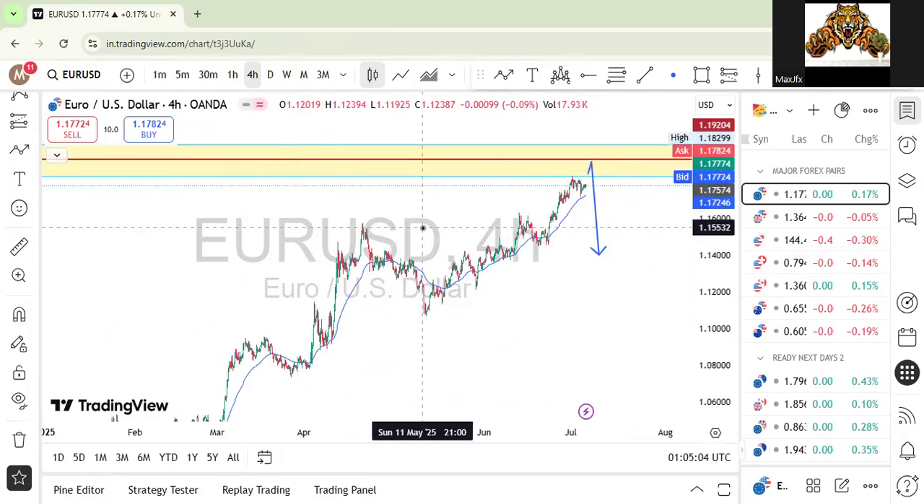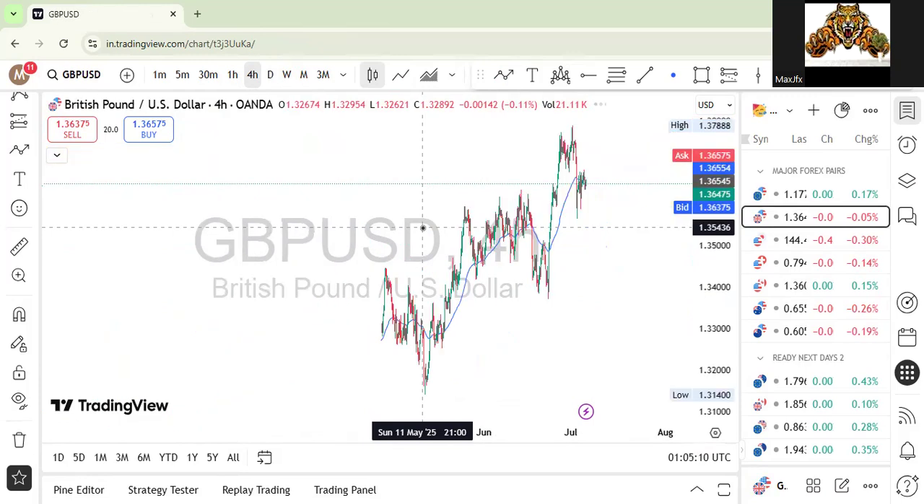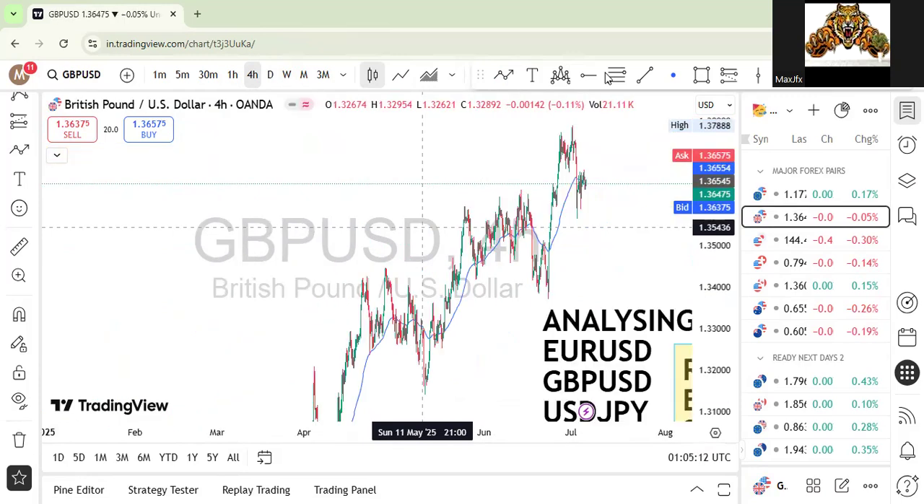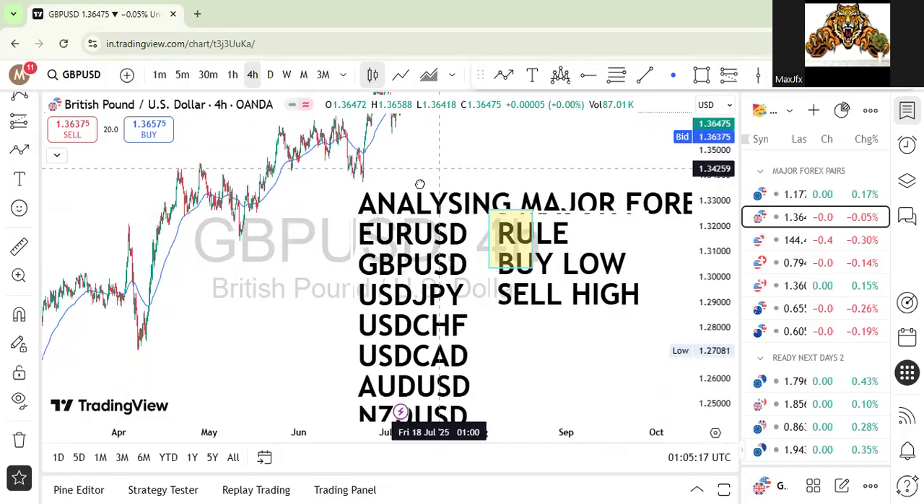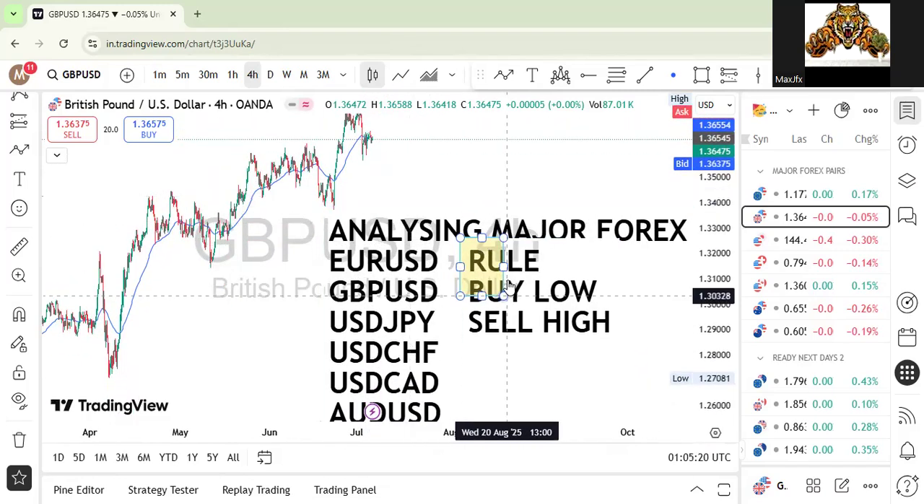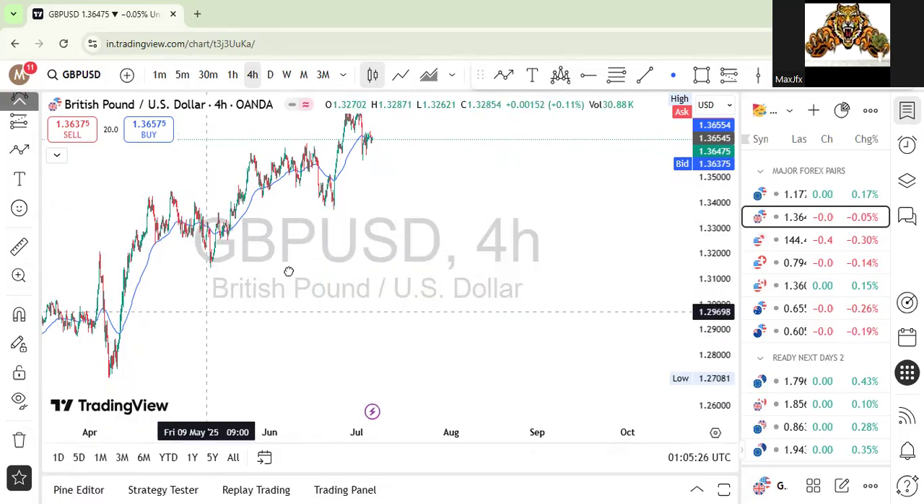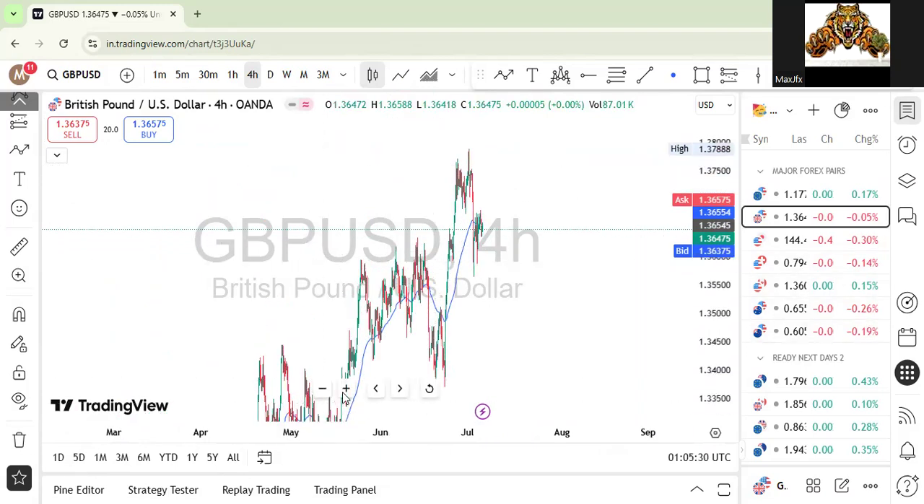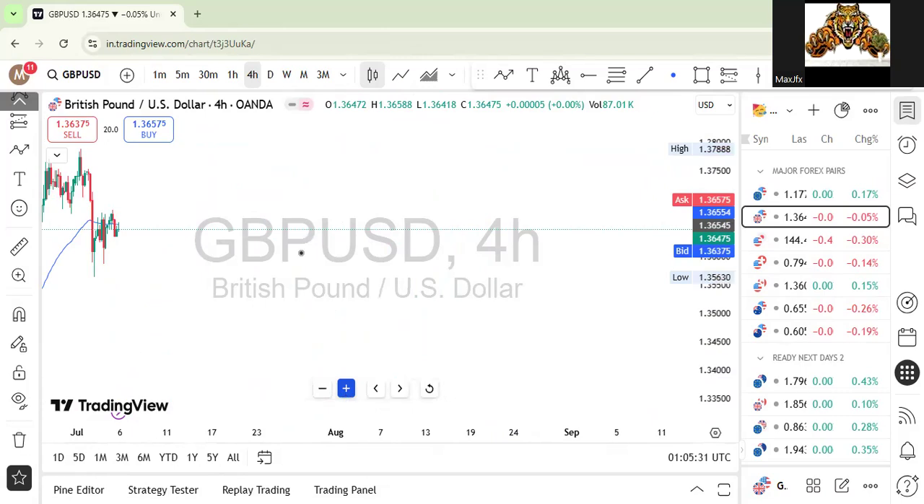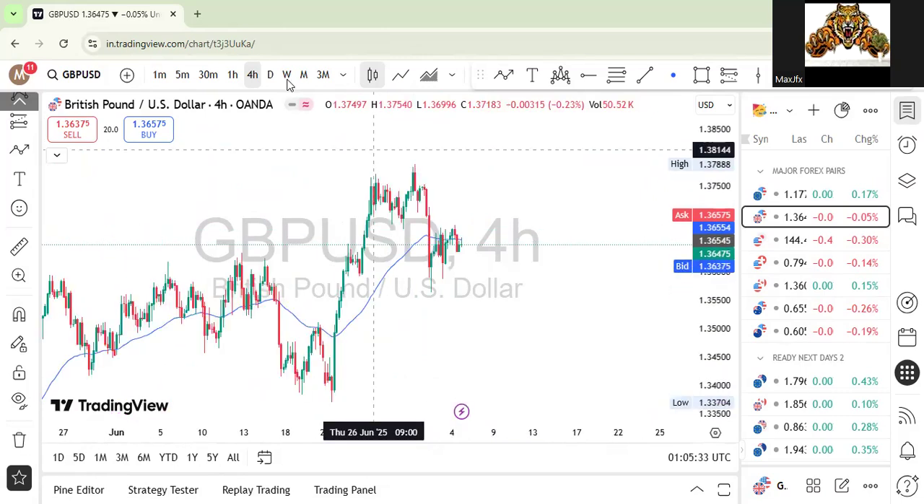All right. So let's go to our next pair, which is the GBPUSD. So yes, you want to maintain this rule: you want to buy low, sell high. Let me clear the charts. Let's continue. Okay, so GBPUSD. Let's look at the weekly.